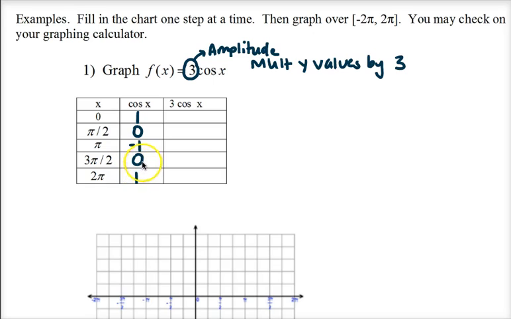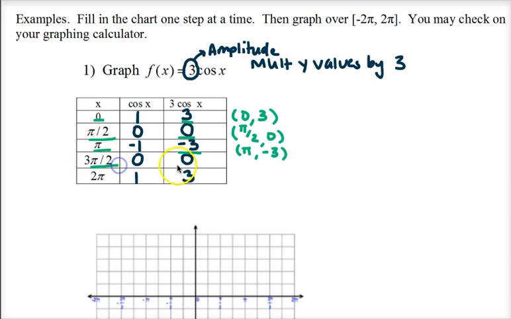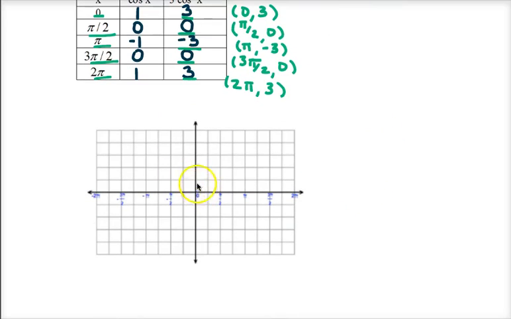So I'm going to take those original values and multiply them by 3. So 1 times 3 is 3. 0 times 3 is 0. Negative 1 times 3 is negative 3. 0 times 3 is 0. 1 times 3 is 3. So my new points that I'm going to plot are (0, 3), (pi over 2, 0), (pi, negative 3), (3 pi over 2, 0), and (2 pi, 3). Those are the points I'm going to be plotting.